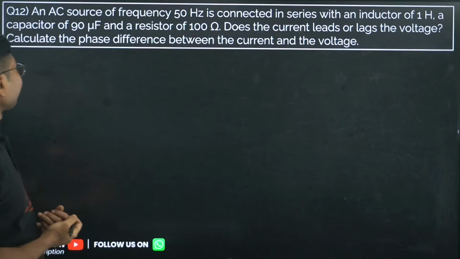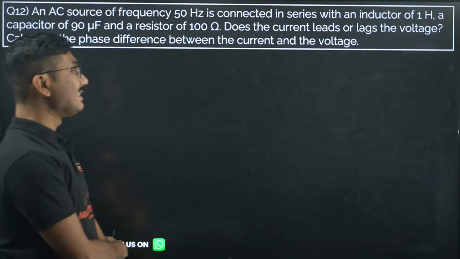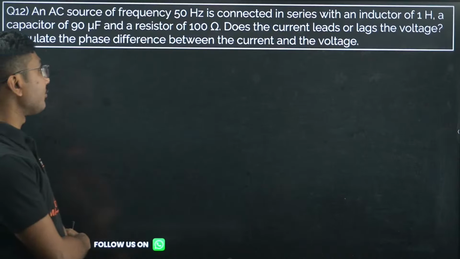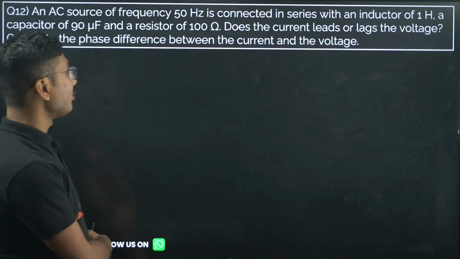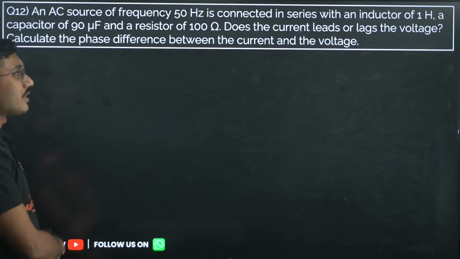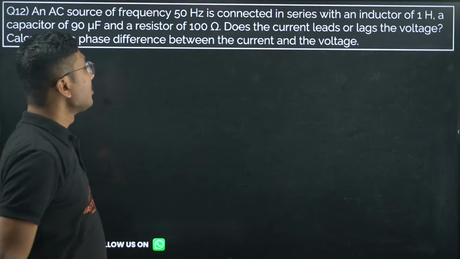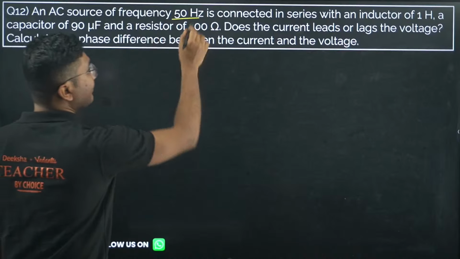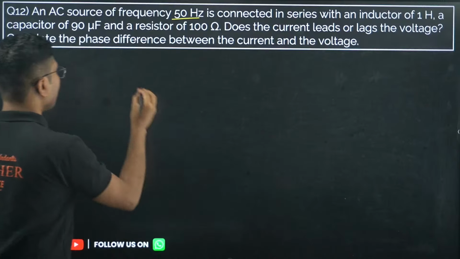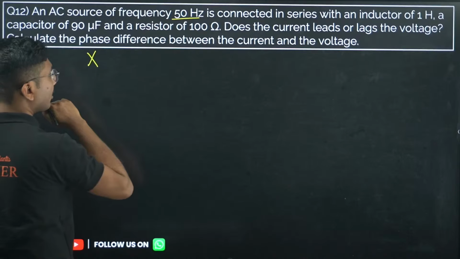Now next, an AC source of frequency 50 Hz is connected in series with an inductor of 1 Henry, a capacitor of 90 microfarad and a resistor of 100 ohm. Does the current lead or lag the voltage? Calculate the phase difference between current and the voltage. Okay, interesting question. So here frequency is given, obviously voltage is not required for this problem, so that is not given. I think this is not from your NCERT, but from your question bank.